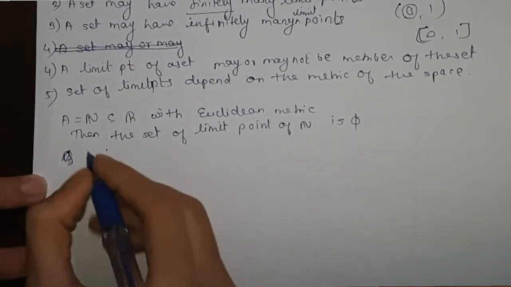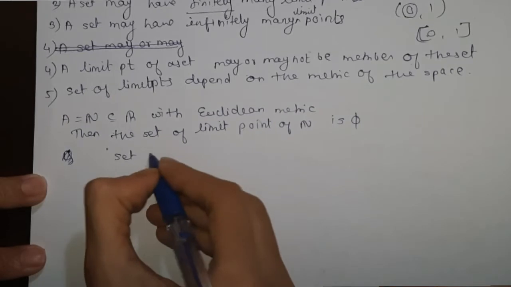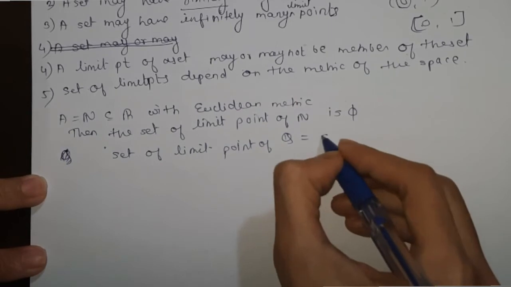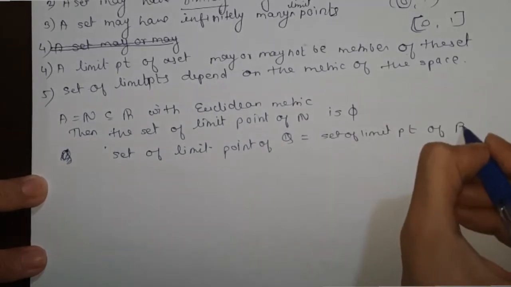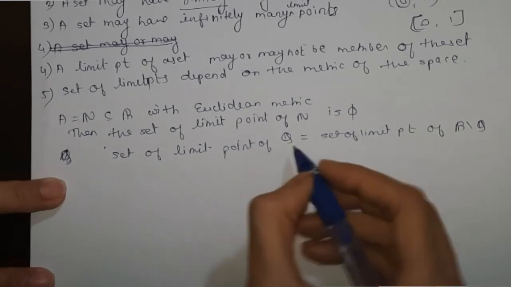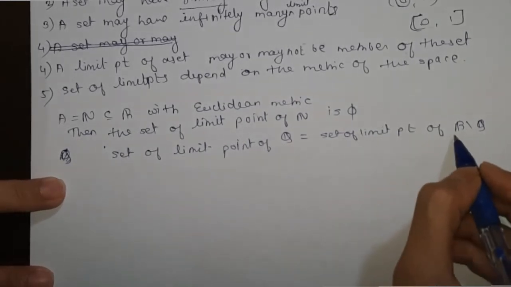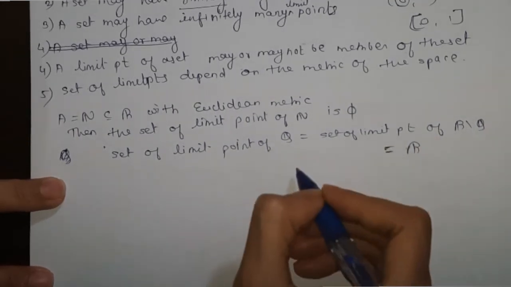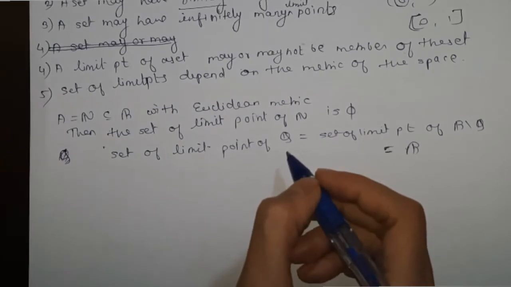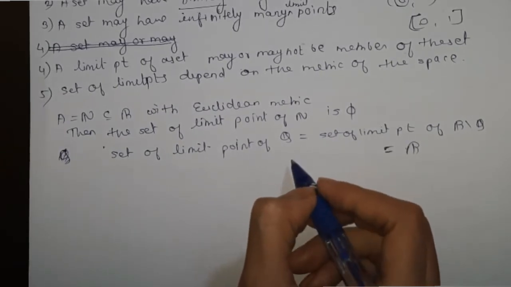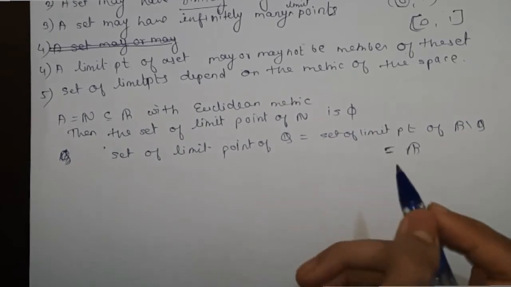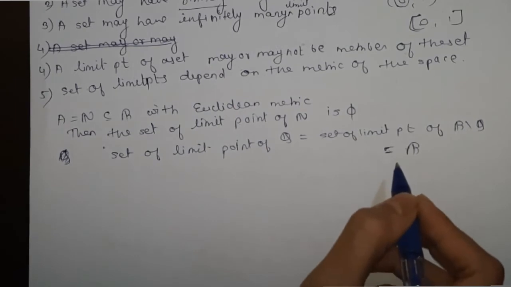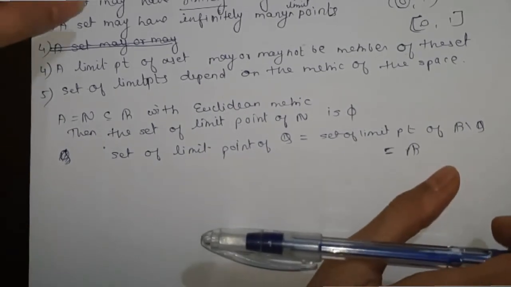Okay, here we have one note, that the set of limit points of Q is equal to the set of limit points of R minus Q, is equal to R. Means if someone asks you what is the limit point of the set of rationals and the set of irrationals, you can tell them that the limit points of these sets are the real line. Okay, these are our properties of limit points.